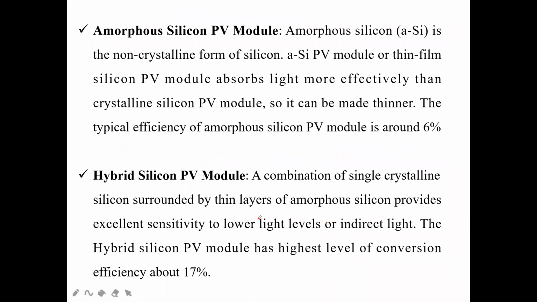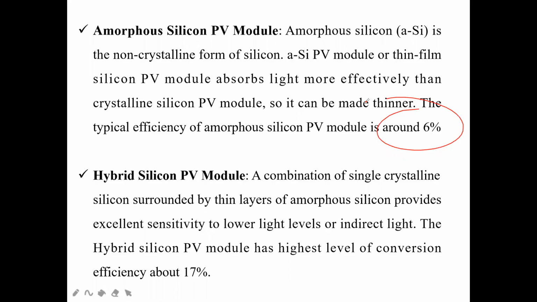Then amorphous type. You have two particular structures when you talk about silicon: amorphous and crystalline. First we have discussed crystalline, that's monocrystalline, polycrystalline. Then amorphous. Amorphous silicon is a non-crystalline form of silicon. No doubt it is not as costly as crystalline, it has a lower cost, but the conversion is very low, 6% only.